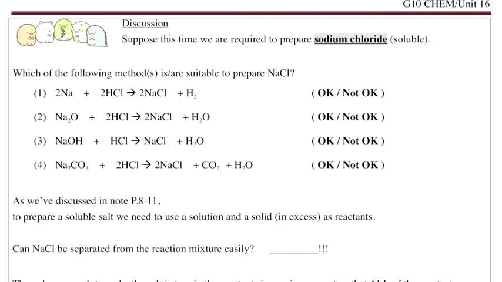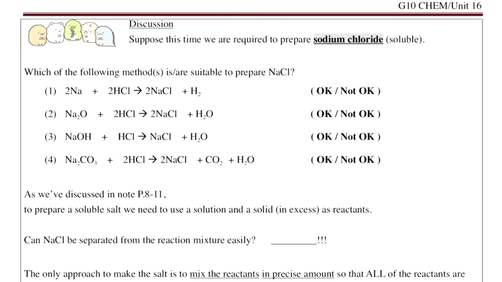But what makes them so special? Why do we need to take them out to discuss separately? If we use the previous method to make this kind of salt, what would happen? If we use the previous idea to make the salt, we may suggest some of the methods listed here, 1 to 4. Let's go through these reactions together.